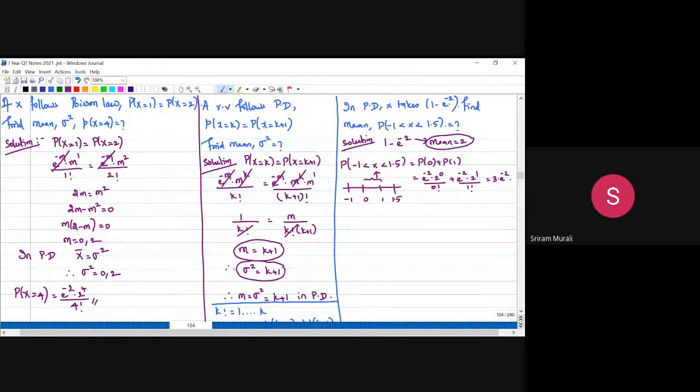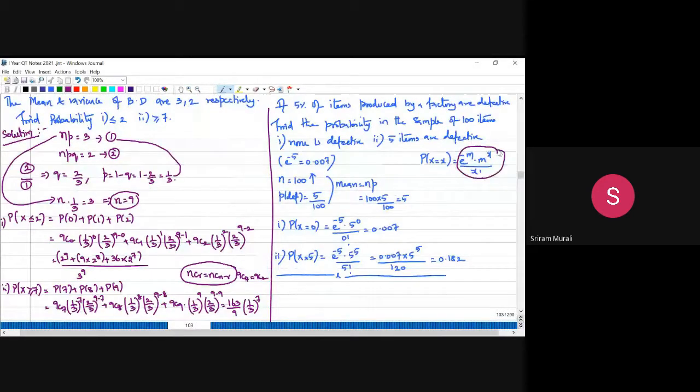The power of e, whatever value is given, discard the minus sign, that is the mean. What is your Poisson distribution? Then what is the power of e? The m, that is the mean.